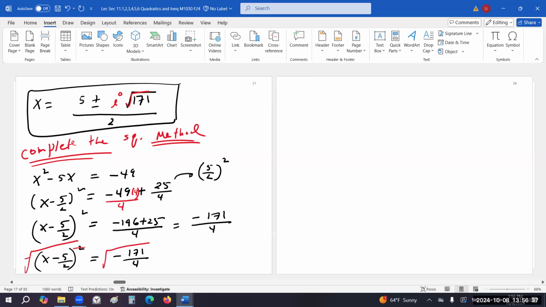With negative 49, we added 25 over 4, which is 5 over 2 squared. Now we cannot combine them if they don't have the same denominator. So we want a 4 below the negative 49, because we have a 4 here. You have to multiply by 4, because we want the 4 on the denominator. But we cannot just put 4 on the denominator, we must put 4 on the numerator.